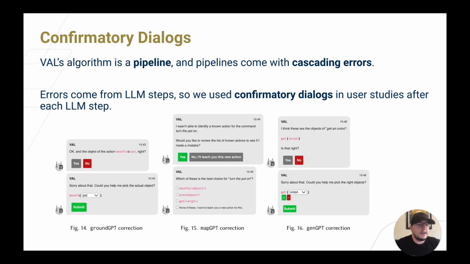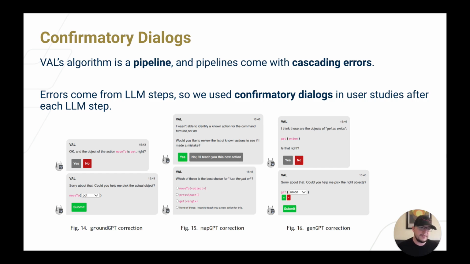So we had our study participants confirm or correct every single GPT subroutine call: mapping actions, generalizing arguments into variables, grounding specific objects in the world from nouns that the user provided in the utterance. All of these were given to the user to say, like, hey, was this correct? And if not, what was the actual answer?